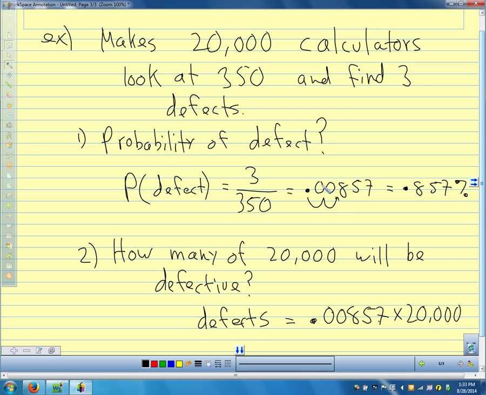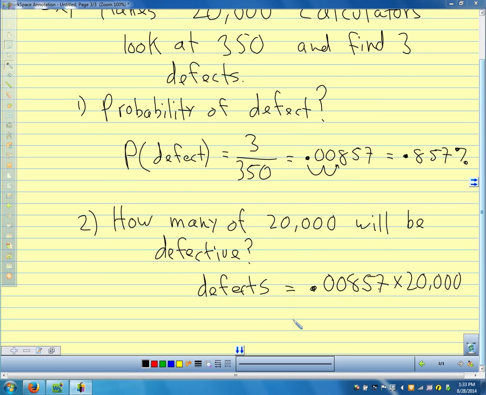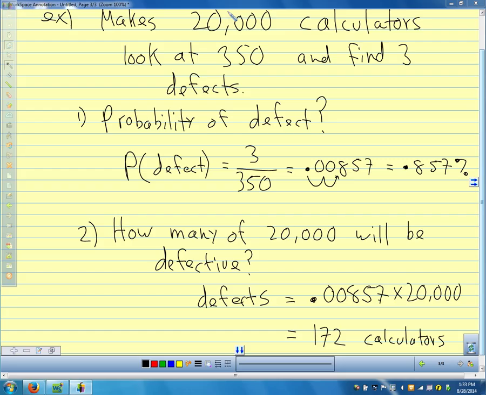We write the percentage as a decimal, which we already found out, and multiply it by the number. When we multiply this out, the number of defects equals, we come up with 172 calculators. And I think I rounded it. So we would expect, based on our experiment, that about 172 calculators out of 20,000 would be defective. That would be our estimate based on our experiment of picking out 350 and looking for defects.